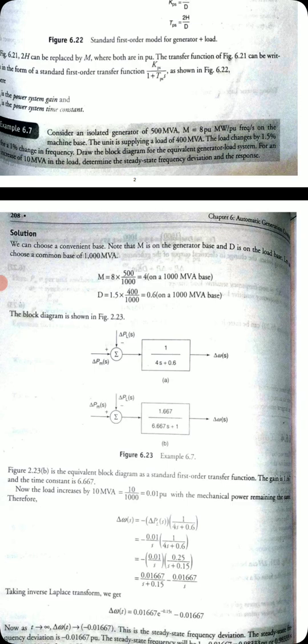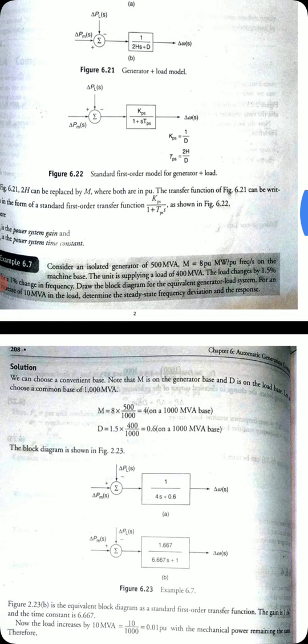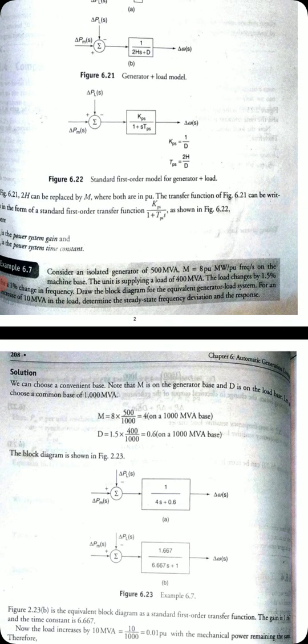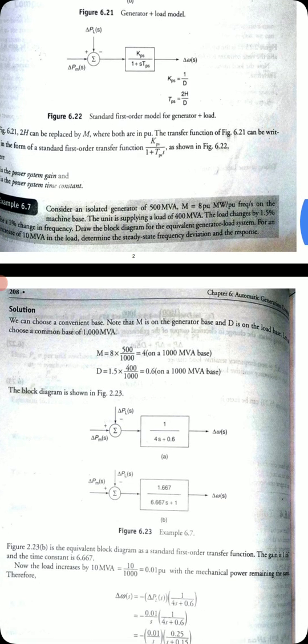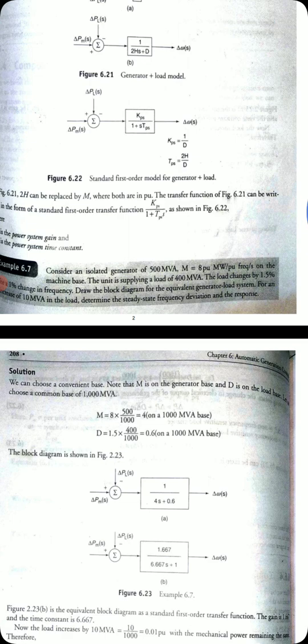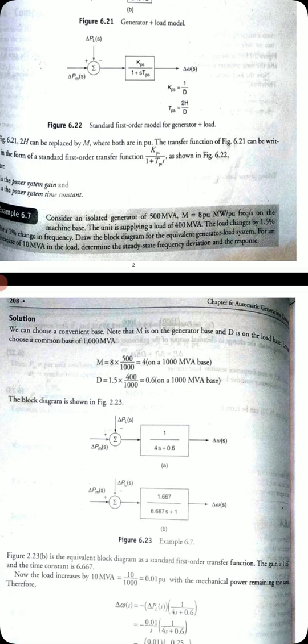Now the M and D values we will put into that equation. We know 2H is nothing but M. So where 2H is there, we will put the M value, that is 4, and the D value as 0.6. If you want to write it in another form, the figure 6.22 shows KPS by 1 plus TPS.